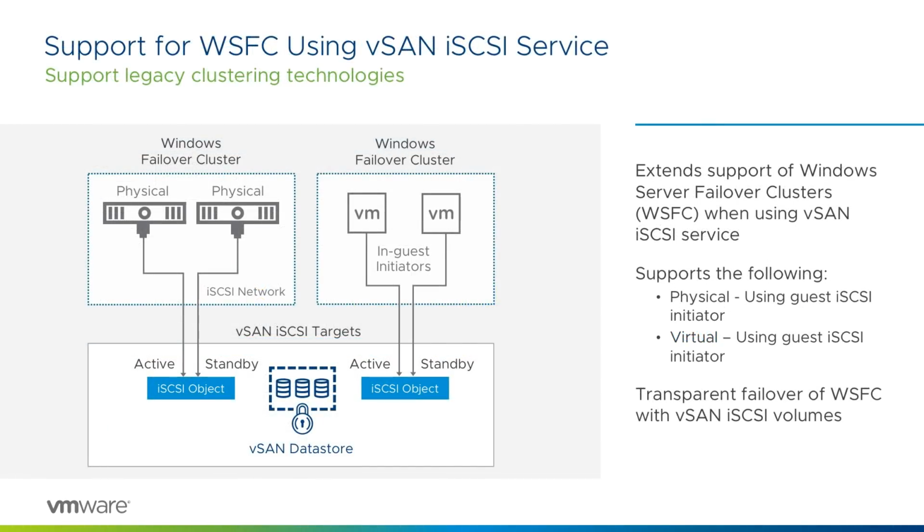vSAN 6.7 expands the flexibility of the vSAN iSCSI service to support Windows Server failover clusters. vSAN already natively supports modern clustering technologies such as Microsoft SQL Always On Availability Groups and Microsoft Exchange Database Availability Groups. For scenarios in which an organization has Windows Server failover clusters in a physical or virtual configuration, vSAN supports the shared target storage locations using the vSAN iSCSI service and in-guest iSCSI initiators. This enables data center administrators to run workloads using legacy clustering technologies on vSAN.